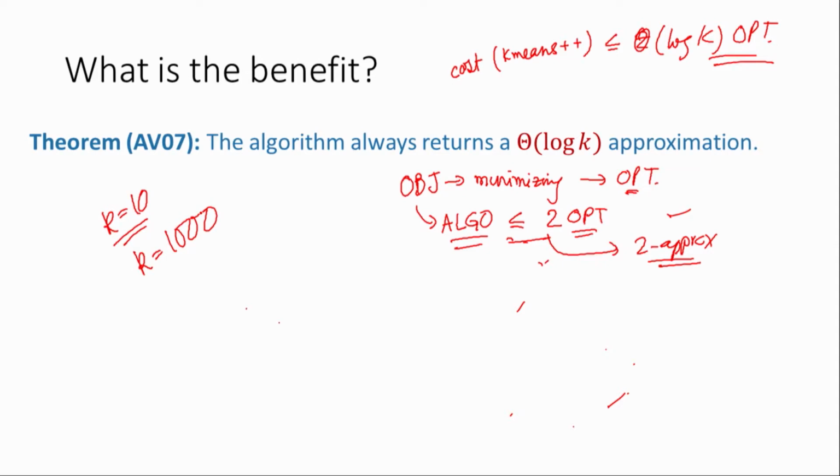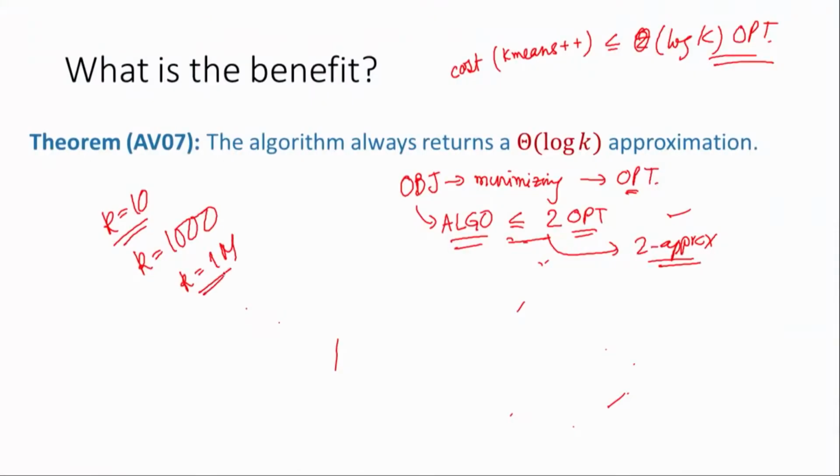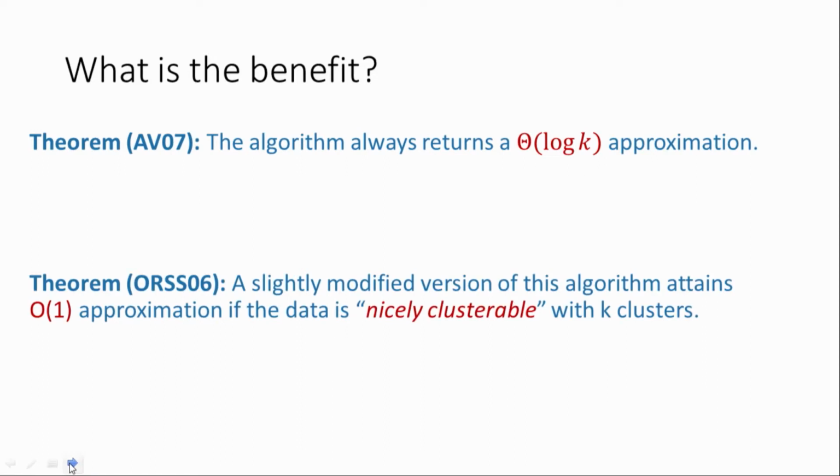This is probably log base 2. So 2 to the power 10 is like 1000, so log k is about 10. A 10 approximation starts getting a little iffy. What happens if k equals 1 million? You typically don't have 1 million clusters, but even if you do, this is a theory bound. What you will see today in the experiments is that you get actual guarantees that are way better than this log k approximation. In fact, you get guarantees that are very comparable to any algorithm.